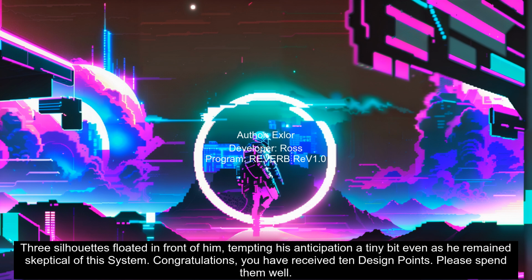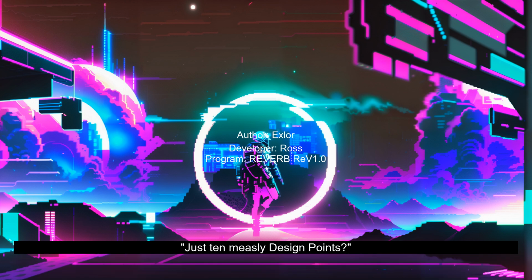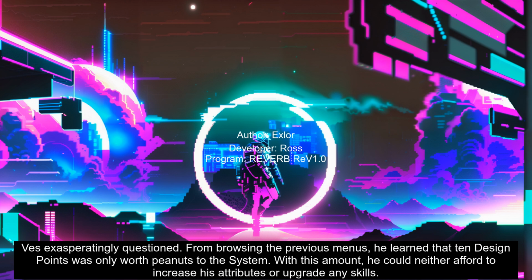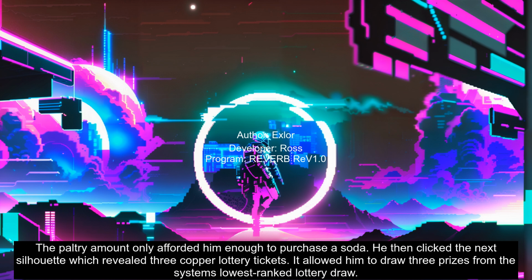"Congratulations, you have received 10 design points. Please spend them well." "Just 10 measly design points?" Vess exasperatedly questioned. From browsing the previous menus, he learned that 10 design points was only worth peanuts to the system. With this amount, he could neither afford to increase his attributes or upgrade any skills. The paltry amount only afforded him enough to purchase a soda.